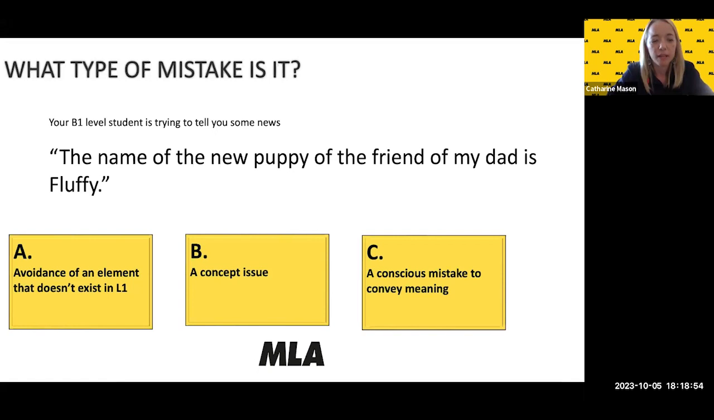Other common avoidance strategies are things like saying, I started studying 2 years ago, instead of I've been studying for 2 years, which I think is the natural way of expressing that. But many learners will resort to using the past simple instead.